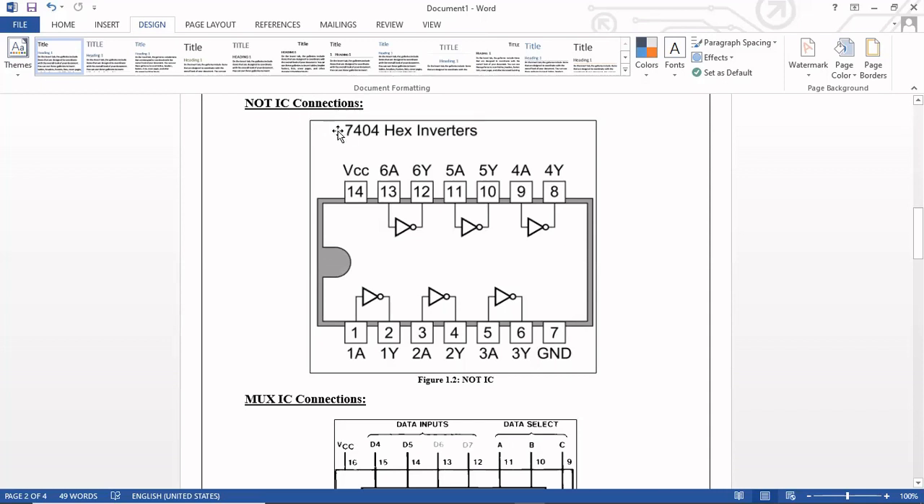We are using a NOT IC, which is 7404. There are a total of 14 pins on this IC. The first pin is the input, and the second pin is the output. Again, the third pin is the input, the fourth pin is the output. And in a similar way, there are inputs and outputs. The important pins are pin 7, which is the ground pin, and pin 14, which is the VCC pin.